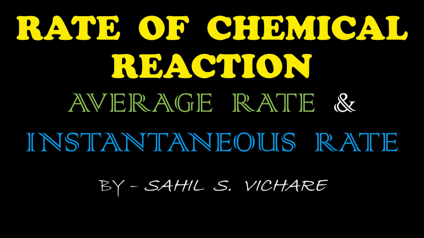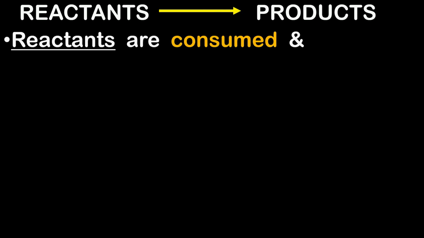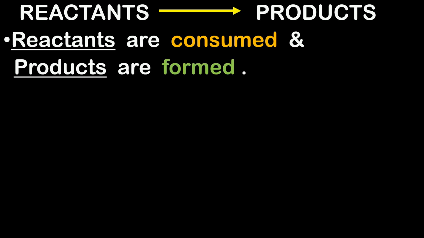Now, we all know, guys, that in a chemical reaction, reactants get converted into products. Using scientific terms, can I say that in a chemical reaction, reactants are consumed and products are formed? So when reactants get consumed, new products will be formed. So we all know what is a chemical reaction.